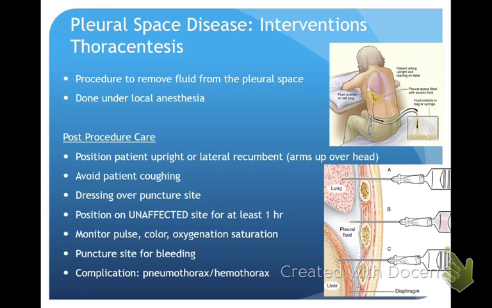Any other questions? Thoracentesis? Once? Twice? Moving on.